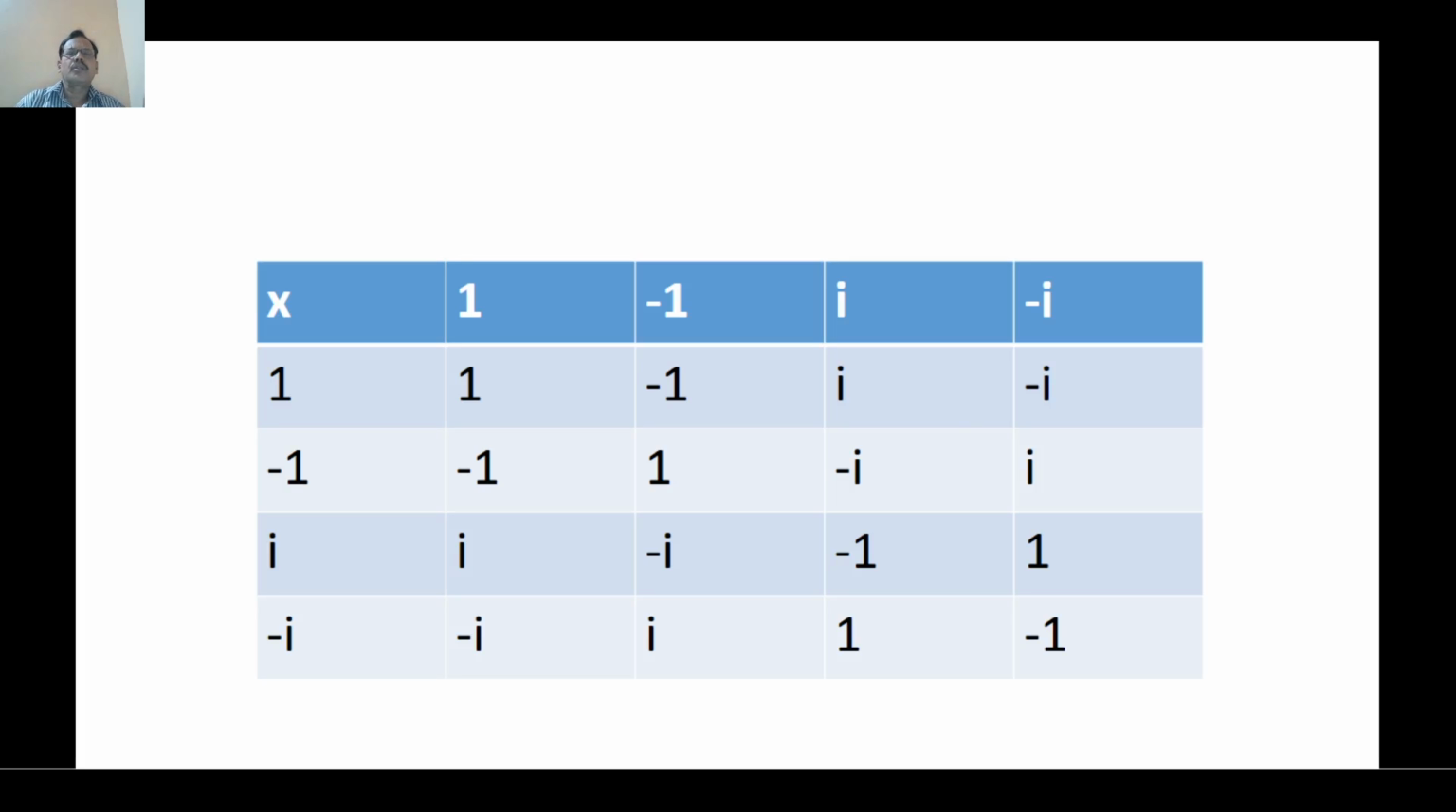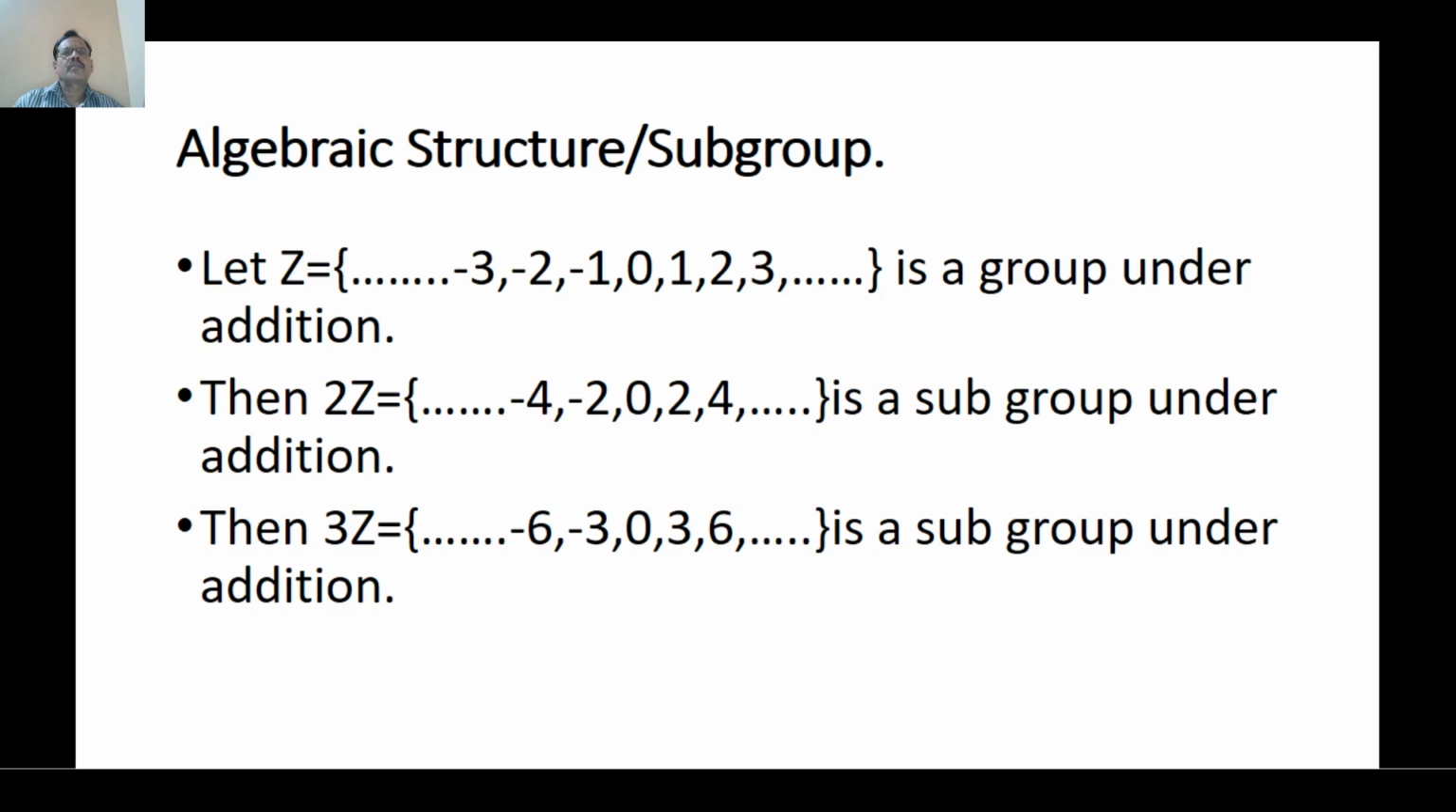So this is the group structure: 1, -1, i, -i, and 1 acts as the identity element. The inverse of 1 is 1, the inverse of -1 is -1, the inverse of i is -i, and the inverse of -i is i, and hence this is a group structure.